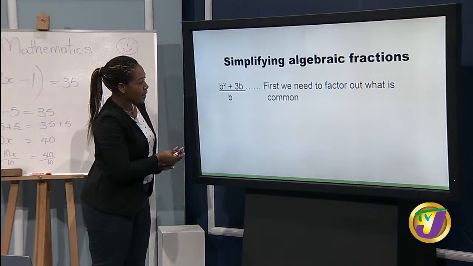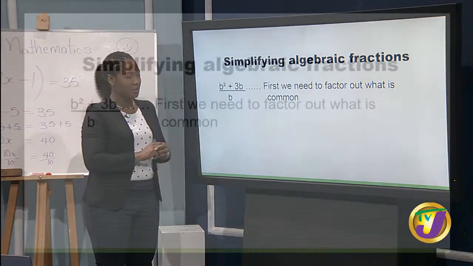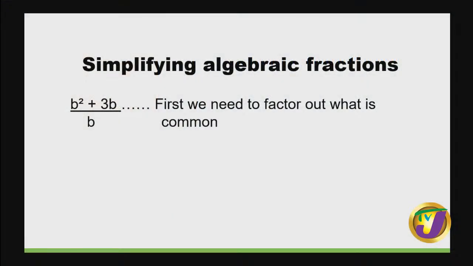If you look at b squared plus 3b, is there anything common to you? Yes, everybody can see that the b is common to both terms in the first expression. So let us factor that out. If we divide b squared by b, we'd have b left. And if we were to divide 3b by b, we'd have 3 left. And then, of course, you will have to replace your denominator. So we factor that out.